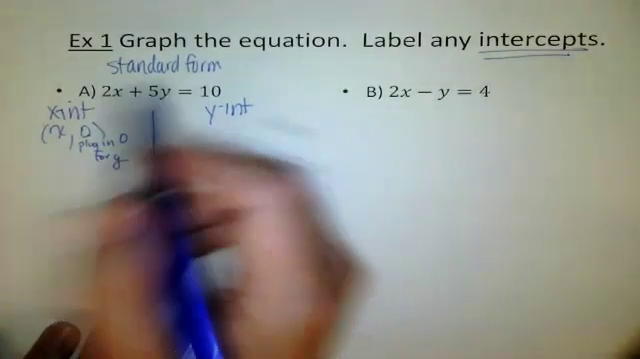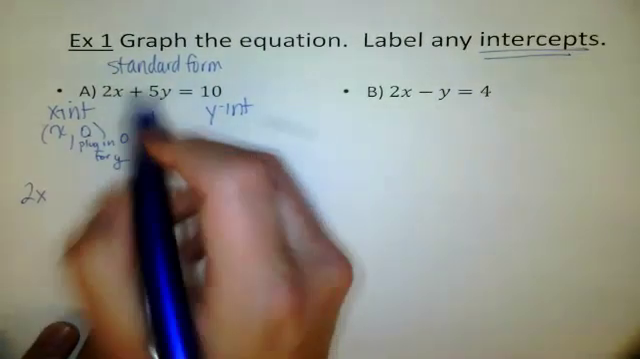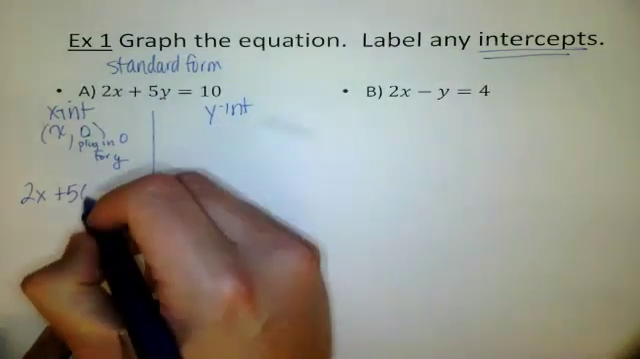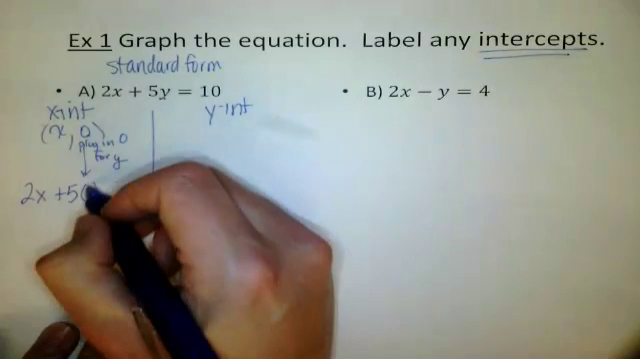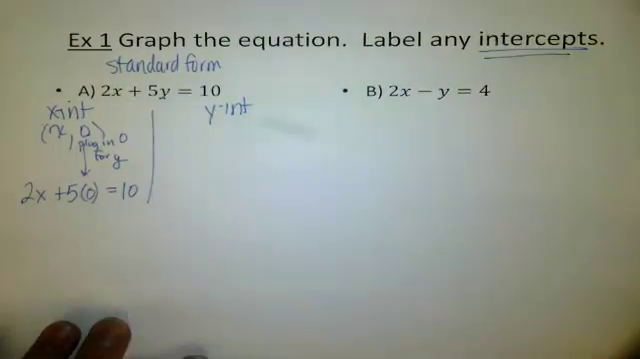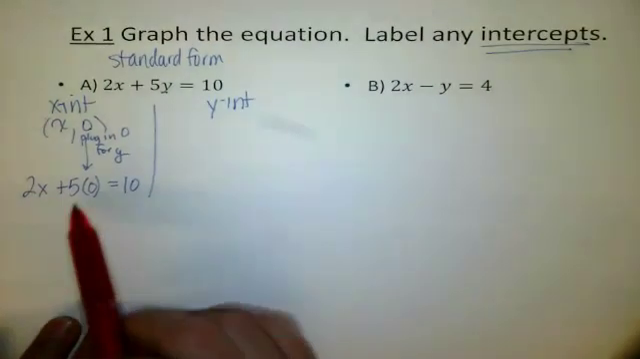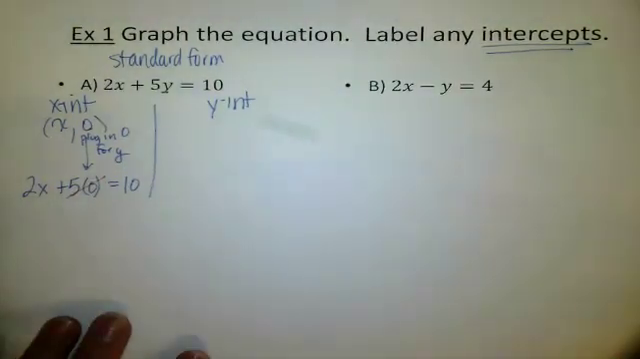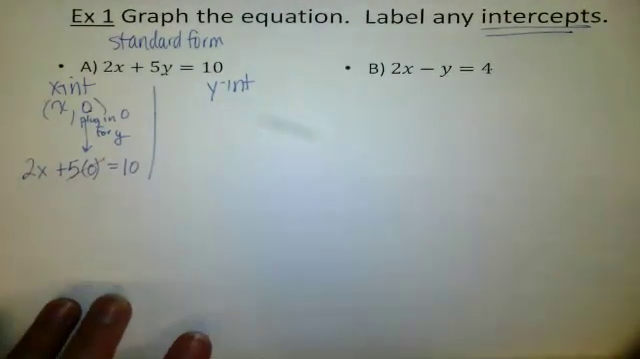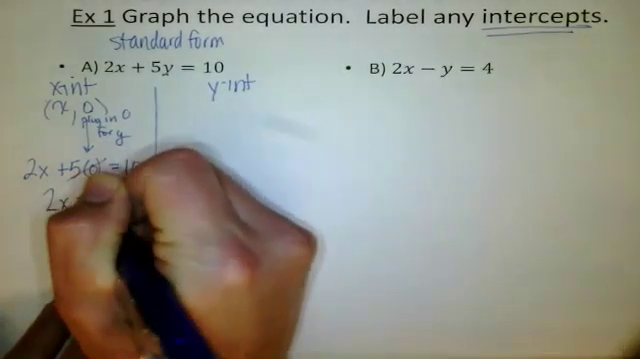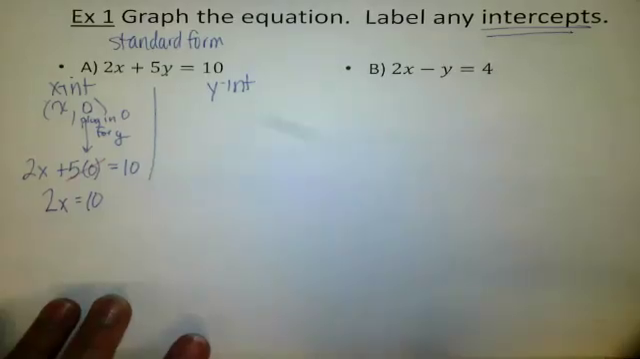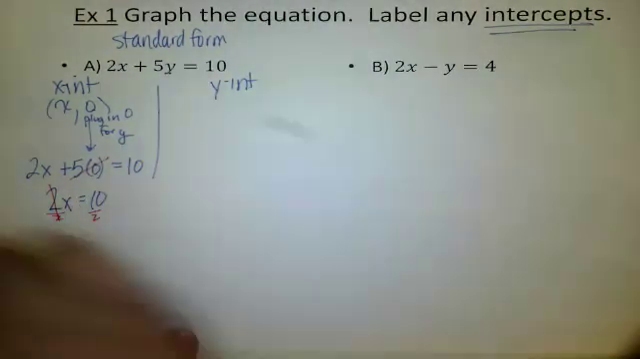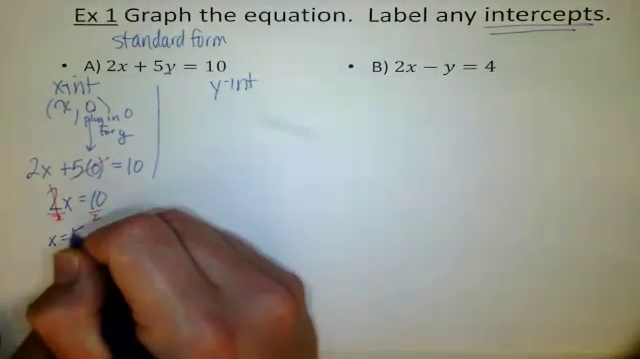So I'm going to take my equation, 2x plus 5y, and what am I going to put in place of the y? A 0. Plug in a 0 for the y. That's supposed to equal 10. Now what happens when we do that? What is 5 times 0? 0. It goes away. That's super handy. What's left over? 2x equals 10. Can you solve for x? Yes, you can. We're going to divide by 2, divide by 2. So we get x equals 5.